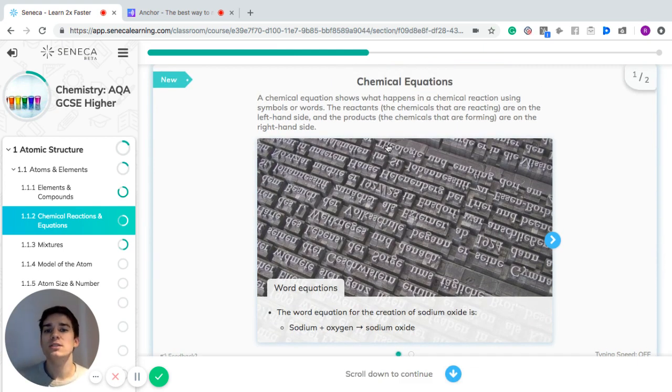So chemical equations. A chemical equation shows what happens in a chemical reaction using symbols or words. The reactants, which are the chemicals that are reacting in the experiment, are on the left-hand side, and the products, the chemicals that are being formed, are on the right-hand side. And word equations, for the creation of, say, sodium oxide, would be something like sodium plus oxygen, and then an arrow to the right goes to sodium oxide.